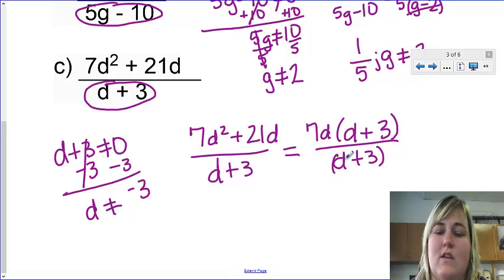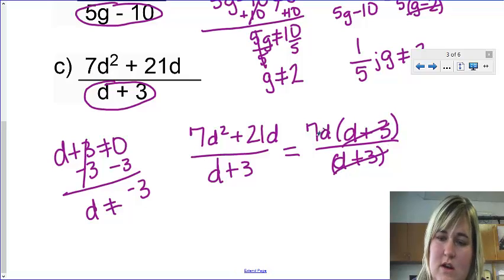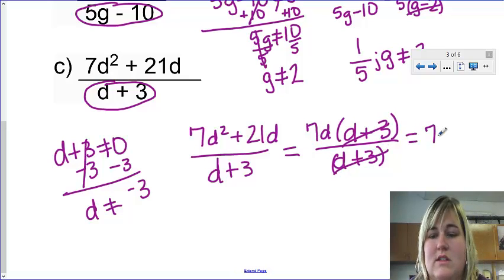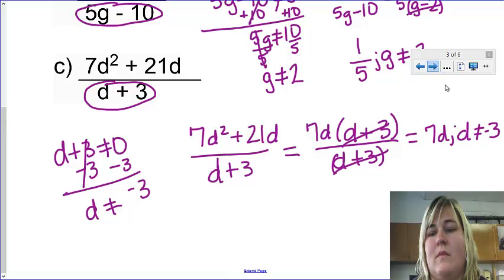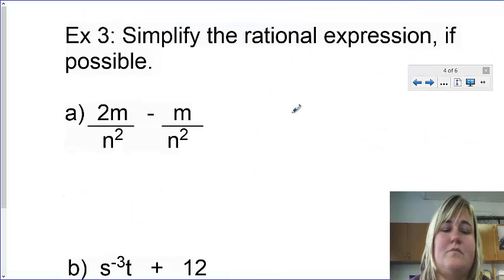So this is, again, those are quantities, so I can cancel those quantities, and I'm left with just 7d, which is true as long as d is not equal to negative 3. Simplify the rational expression if possible.